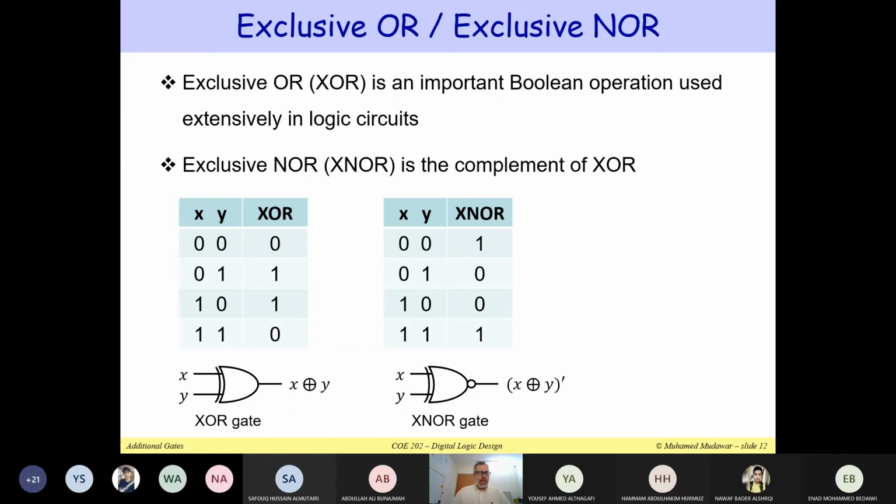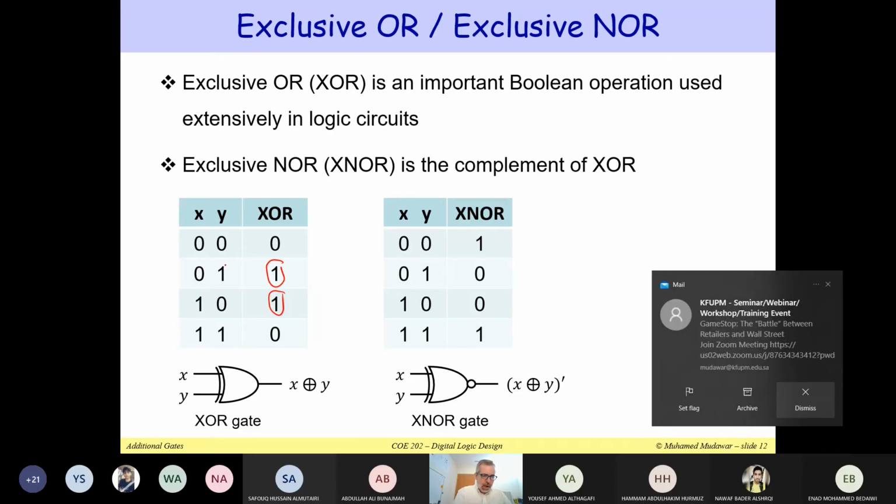Right. I need to talk about the exclusive OR and the exclusive NOR. Exclusive OR and exclusive NOR are also gates that can be implemented using the CMOS technology. So let us understand these gates. Let me start first with the exclusive OR. It's called exclusive OR because the output is 1 when exactly one of the inputs is equal to 1. So when you take the exclusive OR of X XOR Y, notice that Y here is equal to a 1.